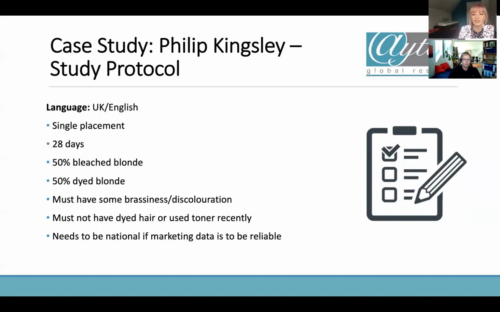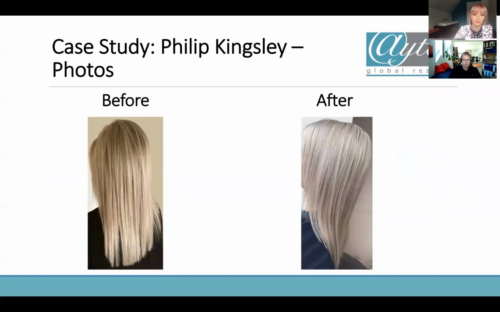And again, they needed to have some kind of brassiness in their hair. We didn't want to send it to people that already had lovely white blonde hair, otherwise we wouldn't be able to see any difference at all. And again, they couldn't have used something really recently, because obviously it would be too fresh to be able to tell that difference. So firstly, I just want to look at the before and after photos.